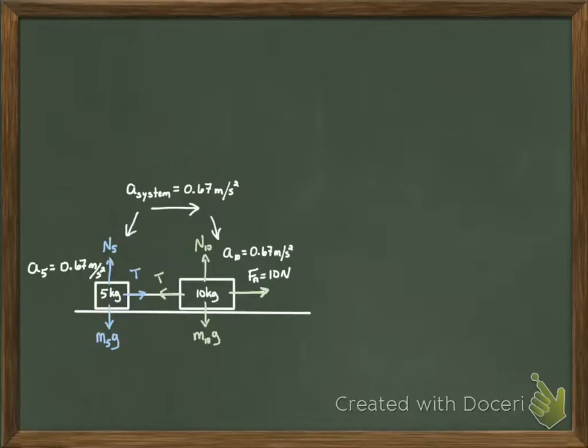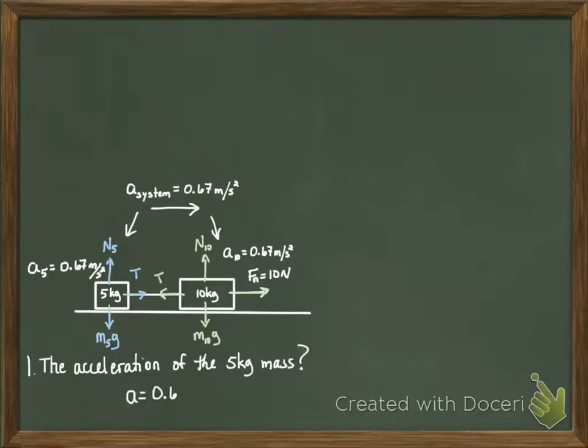Alright, so to answer the original question, question number 1, which was this, what is the acceleration of the 5 kilogram mass? Well, we just answered it. It is 0.67 meters per second squared. It is the same as the acceleration of the system.